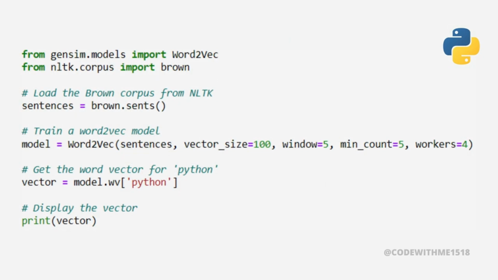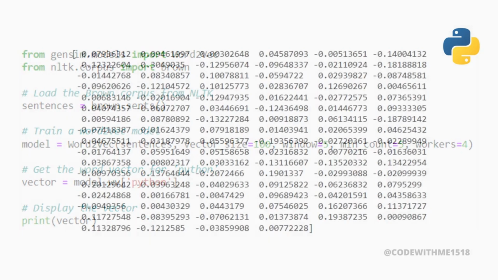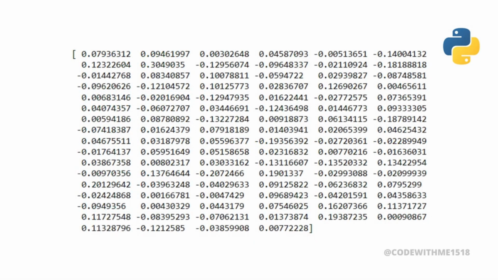Here, we're using the Brown corpus from NLTK to train a Word2Vec model. Once trained, this model can give us the vector representation of any word, like Python. These embeddings capture semantic meaning, enabling better performance in NLP tasks.